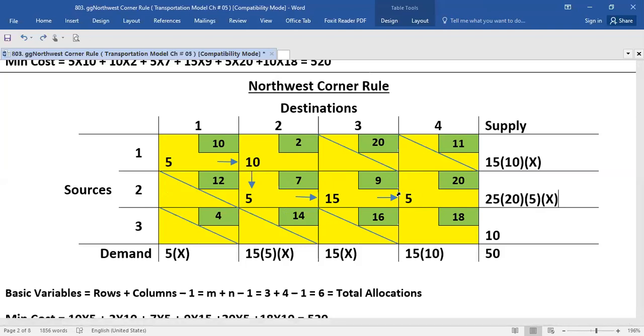Here we have made allocation. How many allocations have been done? 1, 2, 3, 4, 5. One allocation is left. Now you will move to the connected blank cell. Here is the connected blank cell.